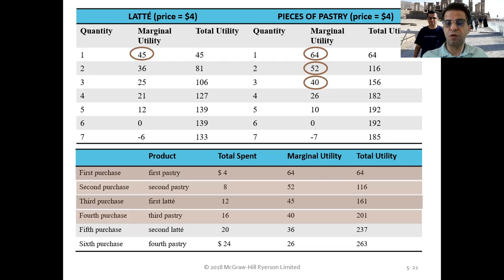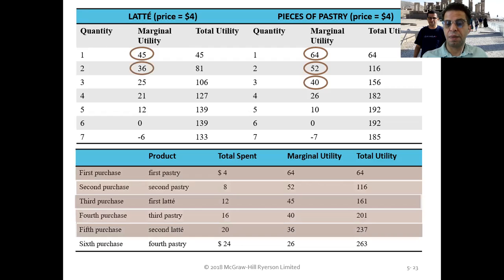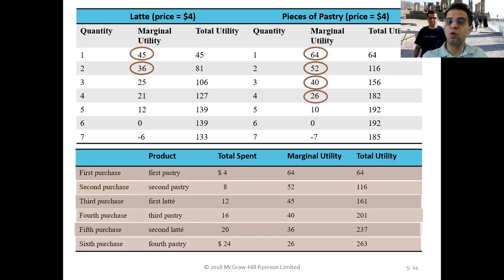Now, if we're still looking to get more satisfaction, if we buy a latte, it's going to give us 36, and if we buy pastry, it will give us 26. So obviously, we'll select latte. And the last one, what's remaining, 26 to 25. So we will select the 26, which is more pastry. And that's how we get the total utility, the highest. So we end up buying 4 units of pastry and 2 latte.